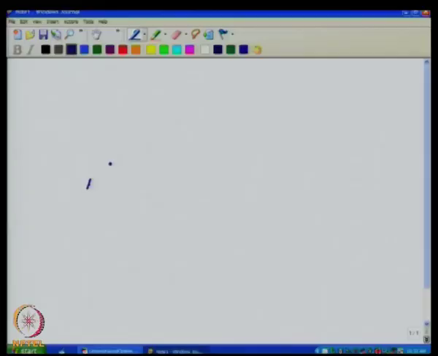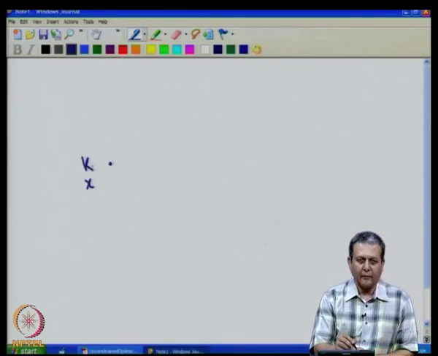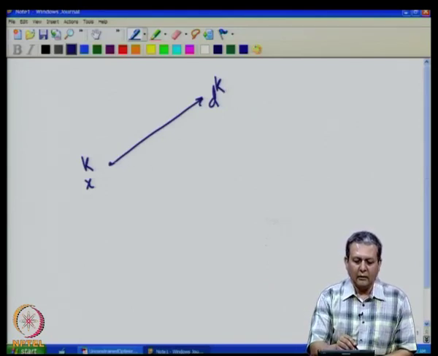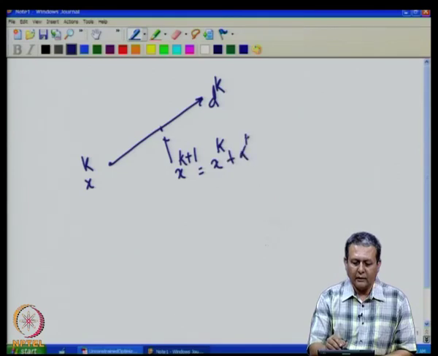So, suppose this is a current point x k, and suppose we find a direction d k which is a descent direction at x k. Then we take a step of length alpha k along this direction. So, this is the new point that we get, and that point is x k plus 1, and that is nothing but x k plus alpha k d k.